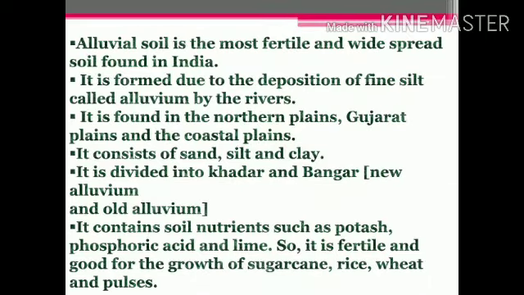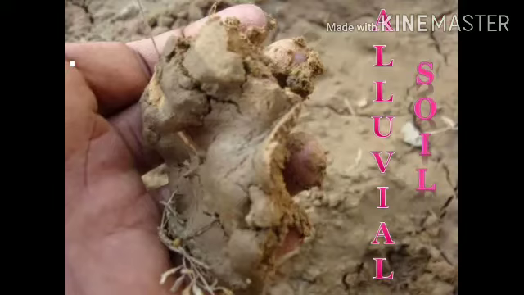Alluvial soil is the most fertile and widely spread soil in India. It is formed due to the deposition of fine silt called alluvium by the rivers. It is found in the northern plains, Gujarat plains and coastal plains. It consists of sand, silt, and clay. It is divided into Khadar and Bangar. It contains soil nutrients such as potash, phosphoric acid and lime. So it is fertile and good for the growth of sugarcane, rice, wheat and pulses.